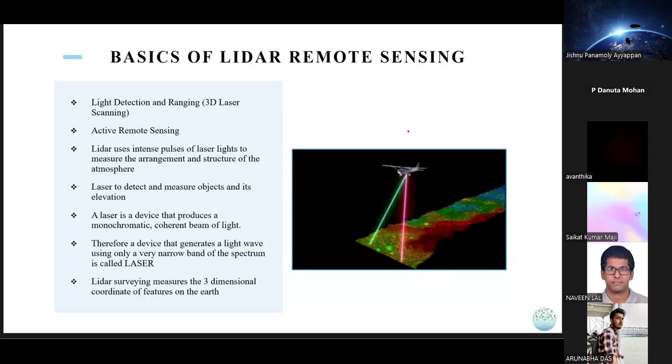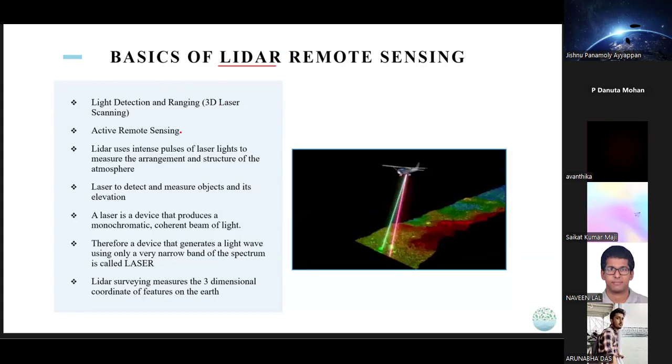Now we are coming to the basics of LiDAR remote sensing. LiDAR is basically an acronym. It stands for light detection and ranging. It is also known as laser remote sensing because it uses a laser to give the energy to detect the areas. It is a type of active remote sensing.